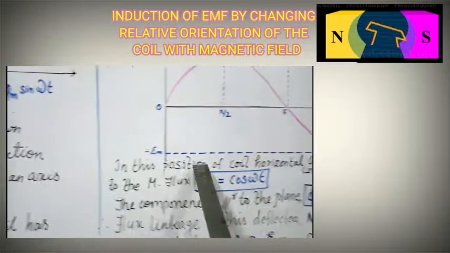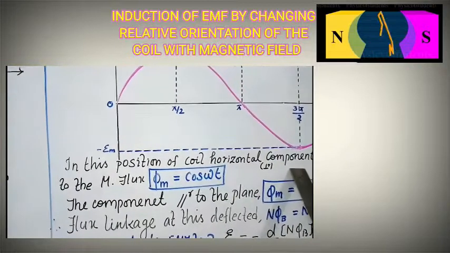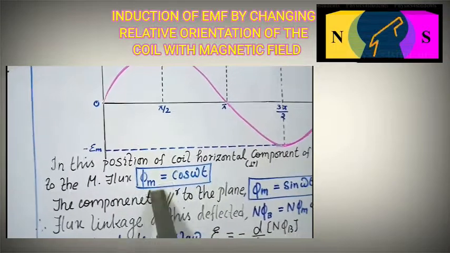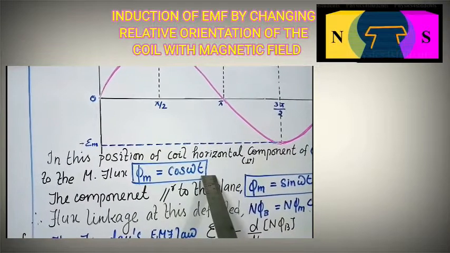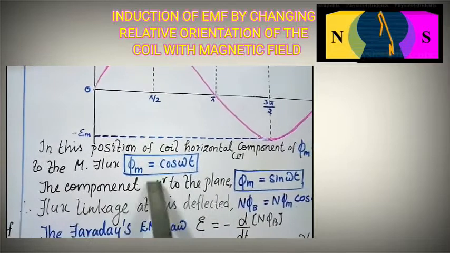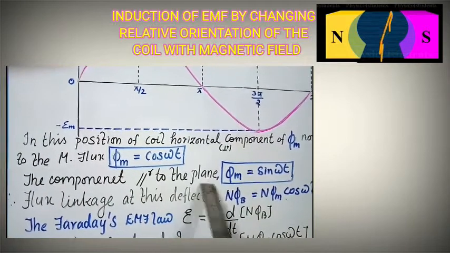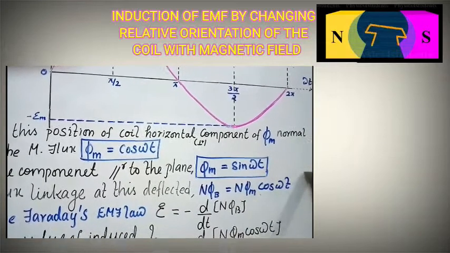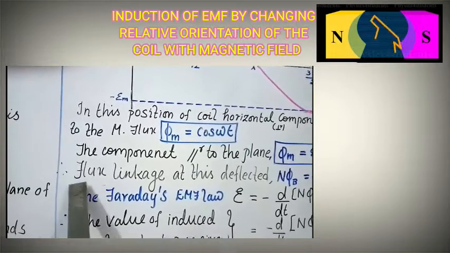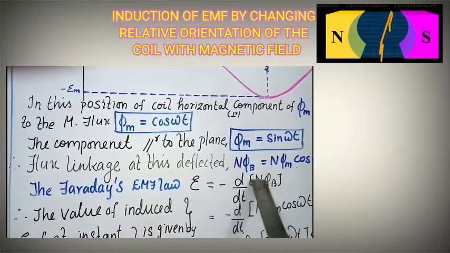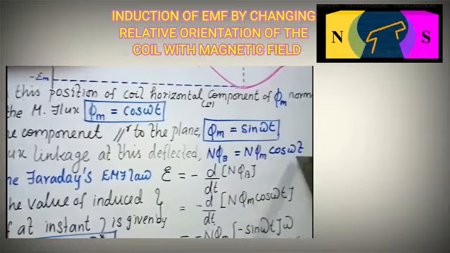In this position of the coil, the horizontal component, normal to the magnetic flux, is phi m equal to cos omega t. The other component, parallel to the plane of the coil, is phi m equal to sin omega t. Therefore, the magnetic flux linkage at the deflected position is n phi B equal to n phi m cos omega t.